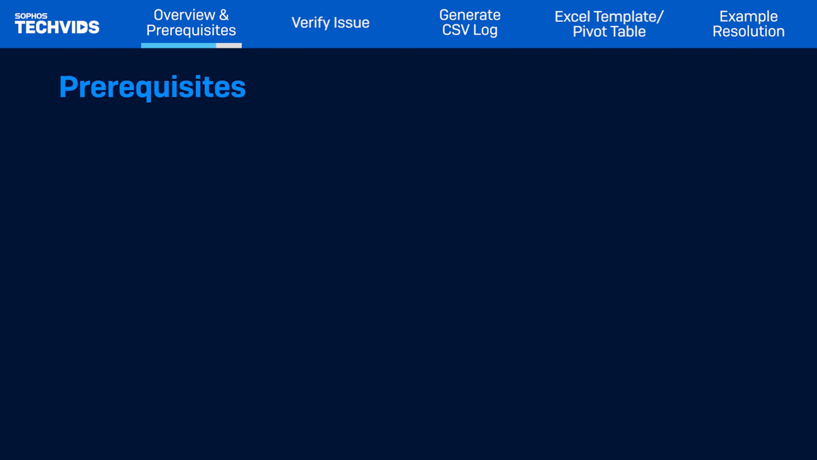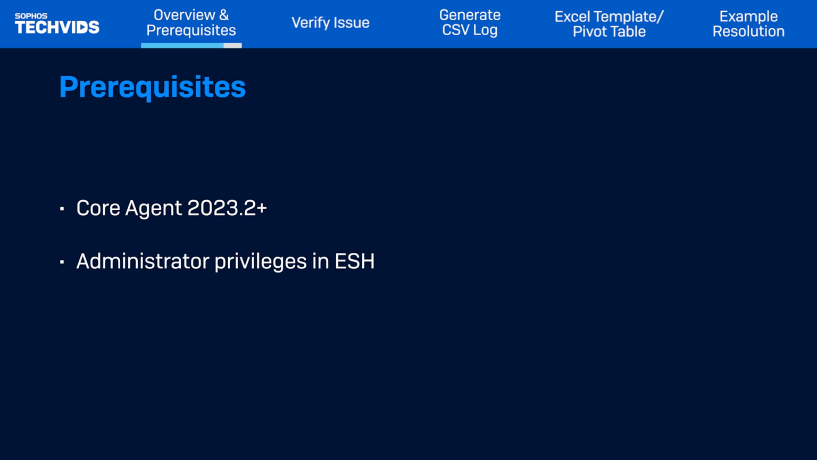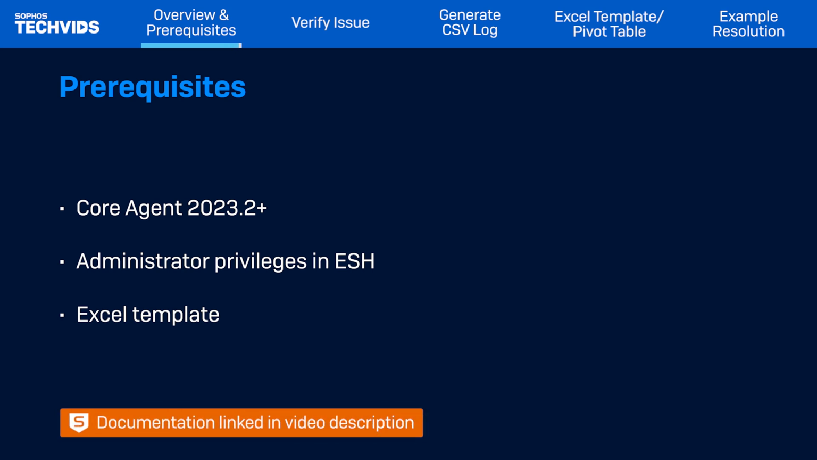Before you begin, ensure that you have Core Agent 2023.2 and above, administrator privileges to allow product logging level to be elevated in the Endpoint Self-Help tool, and ensure that you've downloaded our Excel template that will be used to read the raw CSV log data. The link to this file is in the video description.